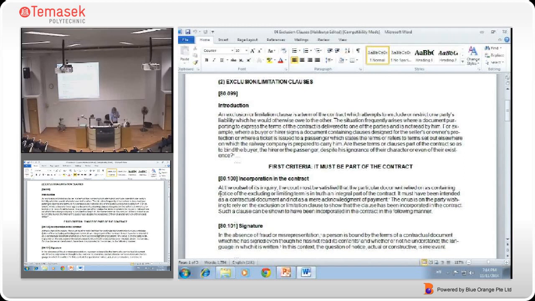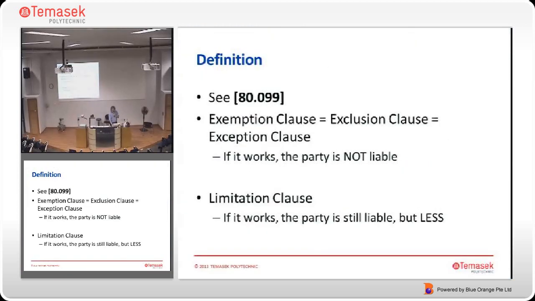I think you have all come across this in day-to-day life, all the small print. Sometimes you will see small print on contracts. Or if you have a car park ticket or whatever ticket, you will see on the reverse side all these little tiny words that you cannot read, saying you're not responsible for this, not liable for that. So that's what it is.